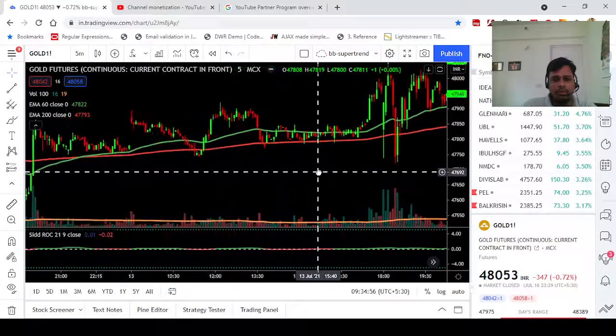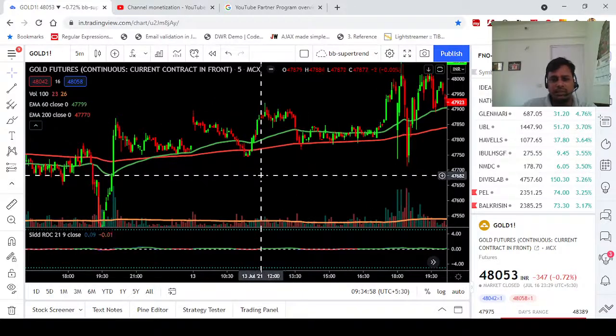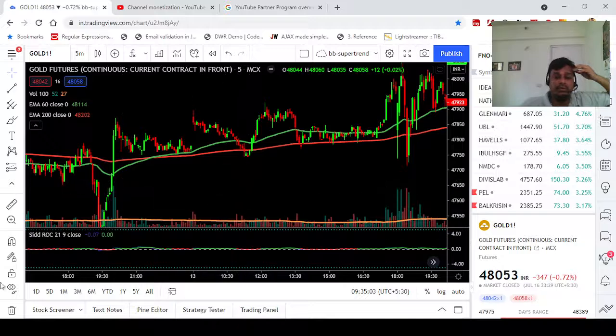Sometimes gold and silver are the instruments where lots of stop loss hunting is going on by the big traders.